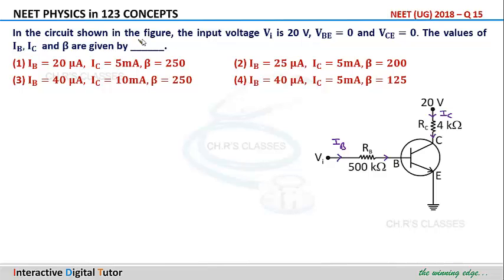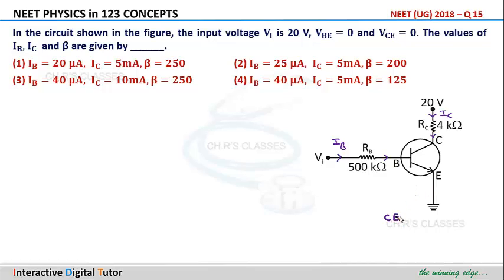In the circuit shown in the figure, the input voltage is 20 volts, the base emitter voltage is 0, and the collector emitter voltage is 0. The values of the base current IB, the collector current IC, and the current amplification beta are given by. Here it's given a common emitter configuration NPN transistor.